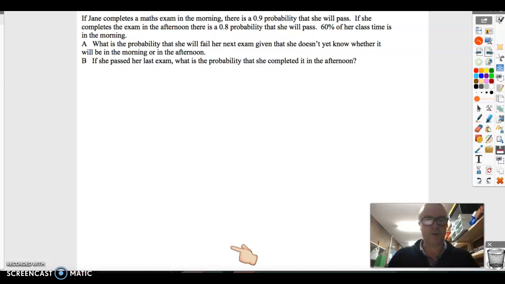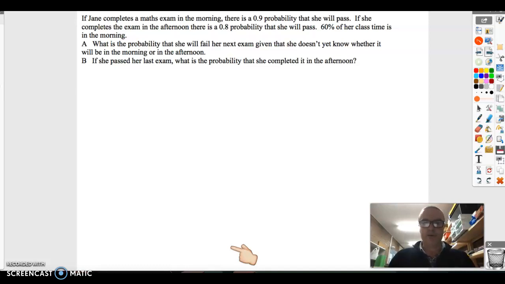And we're going to look at two questions. What's the probability that she'll fail her next exam? And this is given that she doesn't yet know whether it will be in the morning or the afternoon. And we're also going to look at the question, if she passed her last exam, what is the probability that she completed it in the afternoon? So if you need a bit more time to absorb that information, please pause the video.